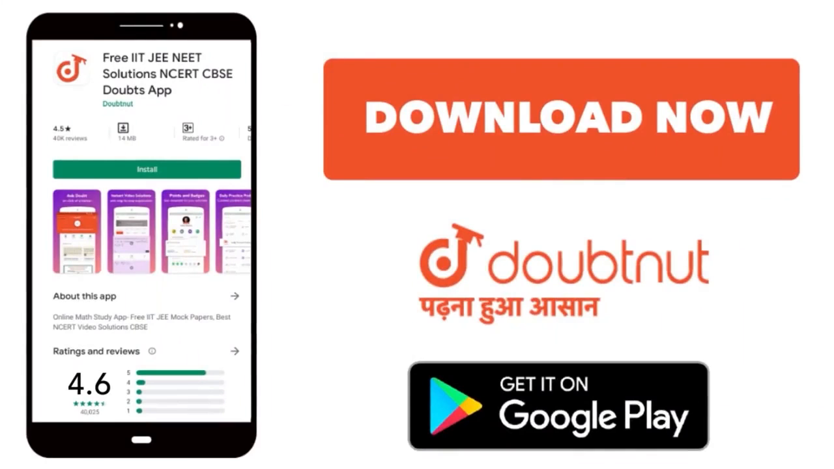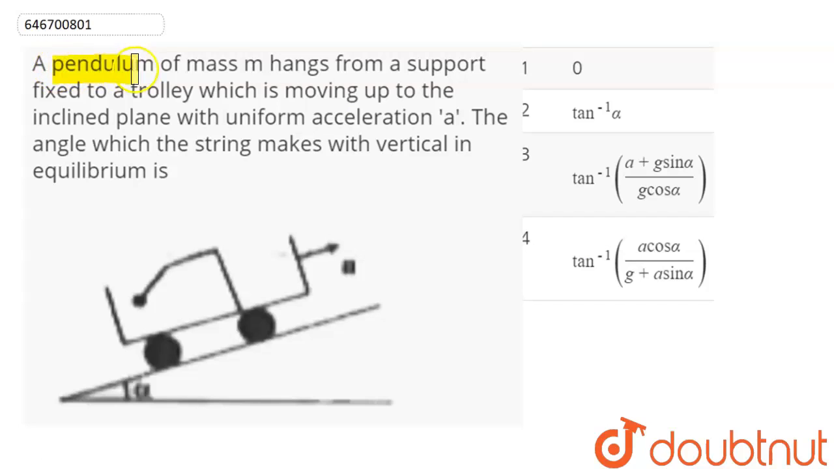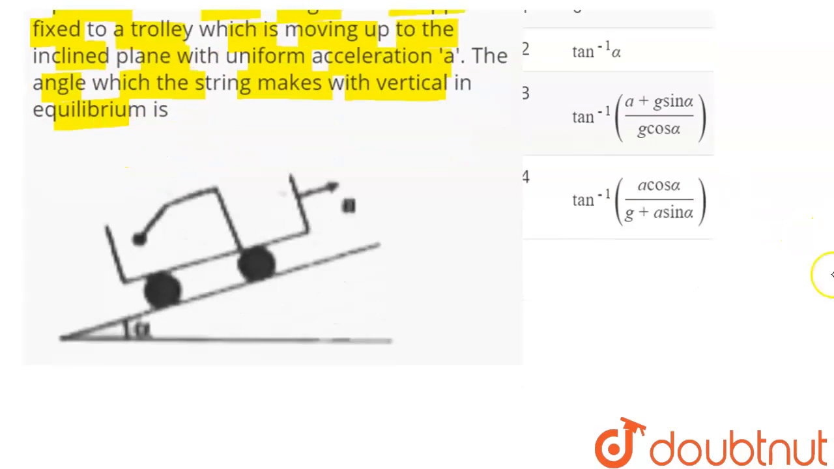Download Doubtnut app today. Question is, a pendulum of mass m hangs from a support fixed to a trolley which is moving up the inclined plane with uniform acceleration a. The angle which the string makes with the vertical in equilibrium is. So this is our setup.